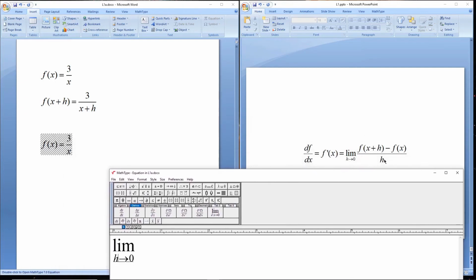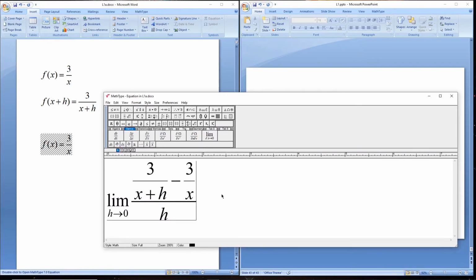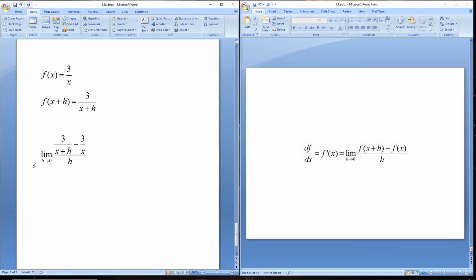So just always trying to show you the limit over here and what we're plugging in. So we're going to plug in f of x plus h, which we figured out is 3 over x plus h. And we're subtracting off the original function. The original function is 3 over x. And all that is divided by h. And so there is plugging all our information into the limit.